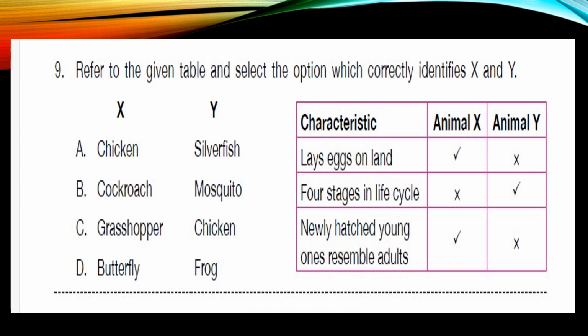lays eggs on land. No, that is only mosquito, and frog does not lay eggs on land. And newly hatched young ones resemble adults. Only mosquitoes resemble adults. So our answer is option B because the frog's young ones do not resemble the frog.